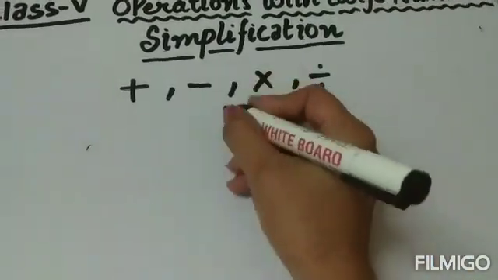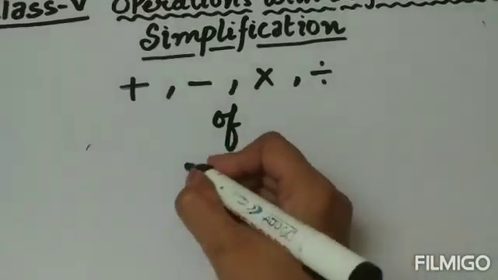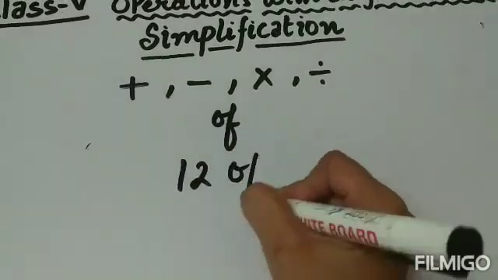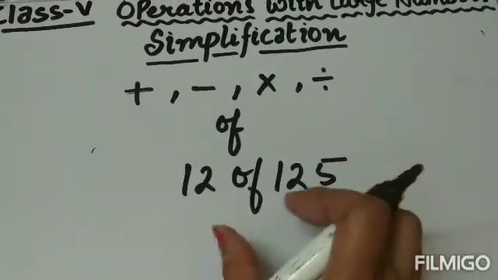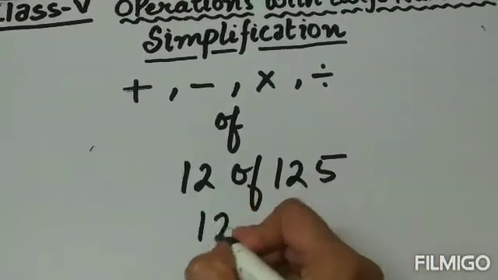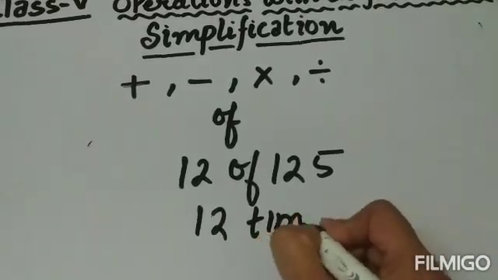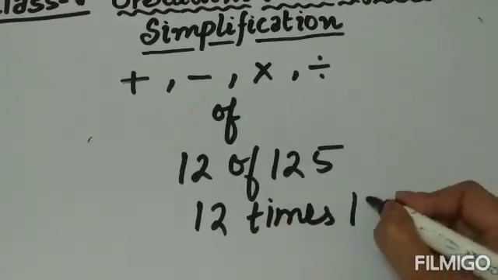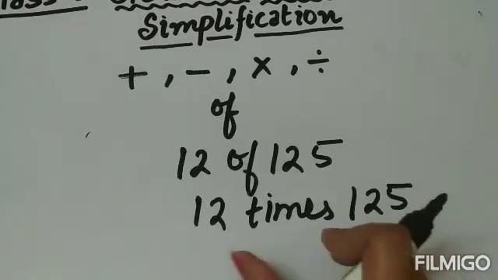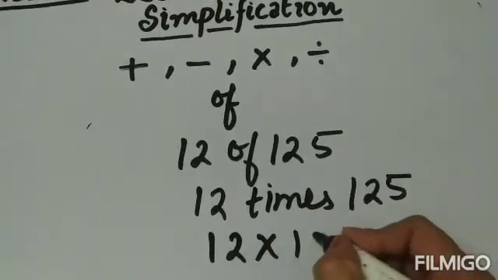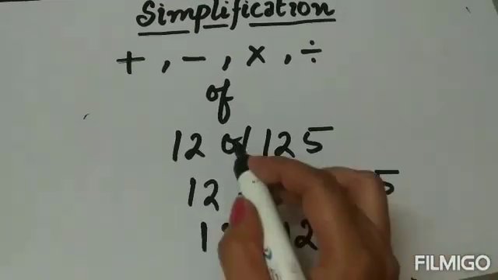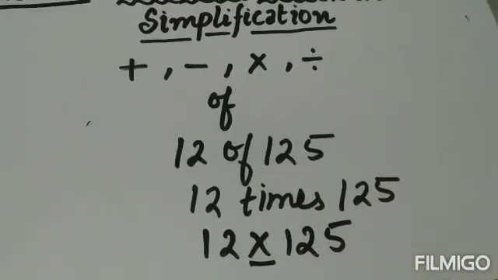You all know the operation of "of". "Of" means, suppose we have to find 12 of 125. What does this mean? 12 of 125. "Of" means 12 times 125. Now times means 12 multiplied by 125. So "of" means multiplication. Okay?